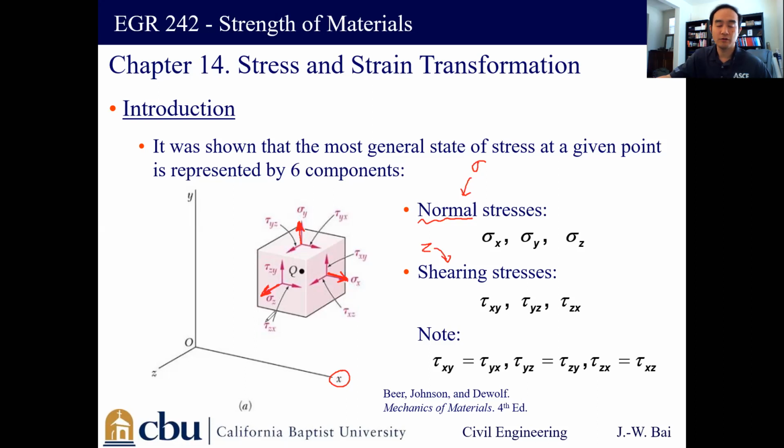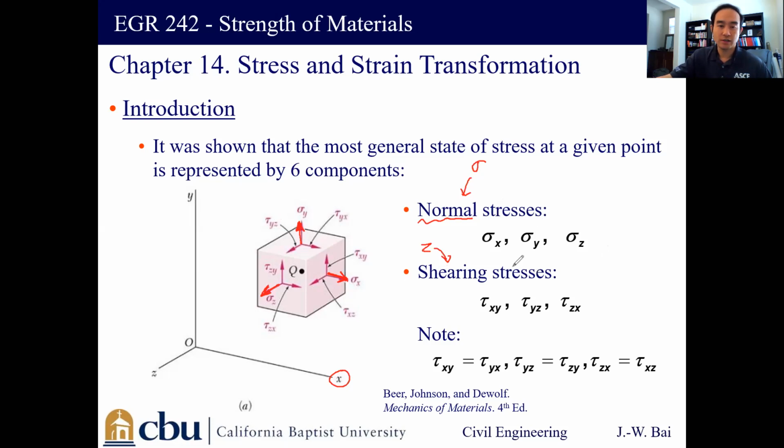Then we have two other components parallel to the other two axes, z and x, on this plane, and the same thing here, parallel to y and z. These are shearing stresses, because by definition, shear stress is the stress parallel to the surface. The normal stress, in contrast, is perpendicular, at a 90-degree angle to the plane or surface. That's why we call it normal stress, or axial stress. So we name them sigma x, y, z, and those are all normal components.